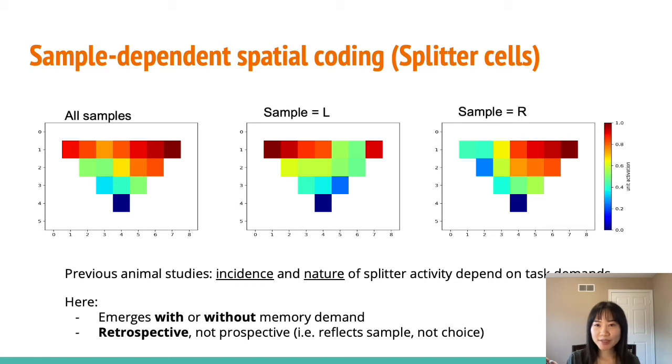Moreover, some LSTM cells exhibited activity patterns similar to place cells and splitter cells observed in rodent hippocampus. Here's an example of a splitter unit whose hidden state activities are correlated with the agent's location. These splitter activities emerge naturally with or without memory demand and encode the sample.